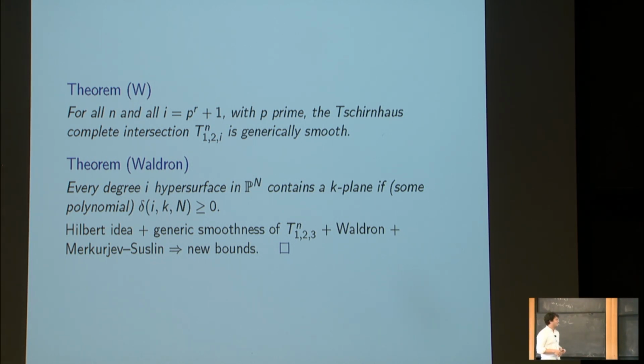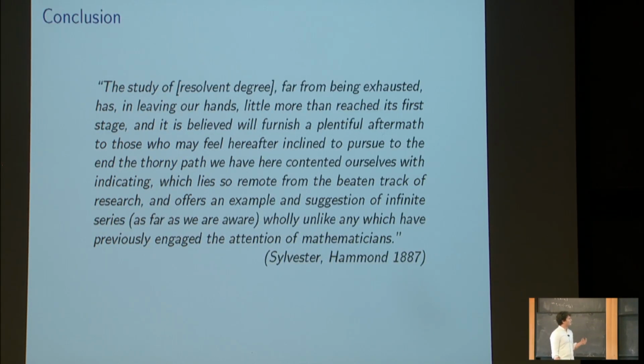But let me just end with another quote from Sylvester and Hammond, which I like quite a bit. Writing at the end of their paper, having done some work on it, they say the study of resolvent degree, far from being exhausted, has, in leaving our hands, little more than reached its first stage, and is believed will furnish a plentiful aftermath to those who may feel hereafter inclined to pursue to the end the thorny path which we've here contented ourselves with indicating, which lies so remote from the beaten track of research and offers us an example and suggestion of infinite series wholly unlike any which have previously engaged the attention of mathematicians. That's basically still true today.